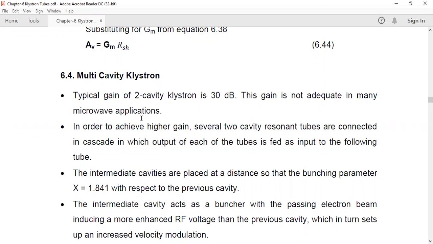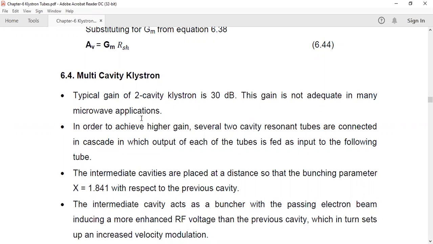Then one more question here is, what is meant by multi-cavity klystron? The two cavity klystron is basically an amplifier. The reflex klystron is an oscillator. The reflex klystron is one of the microwave sources to generate the microwave signal. You can also see that in your laboratory. It is called the reflex klystron.